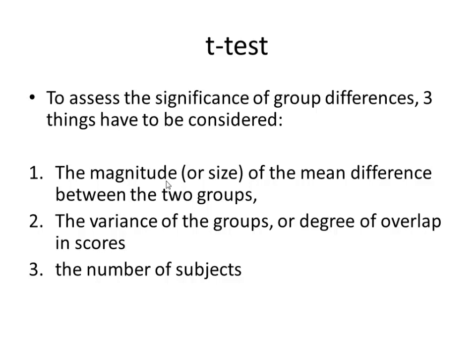The t-test is used to assess the significance of group differences, and as I said in the last slide, 3 things are considered: the magnitude or size of the mean difference between the two groups, the variance of the groups or degree of overlap in the scores, and the spread of the scores. Remember, variance refers to how spread out the scores are. And then the third component of calculating the t-test is the number of participants in your sample.